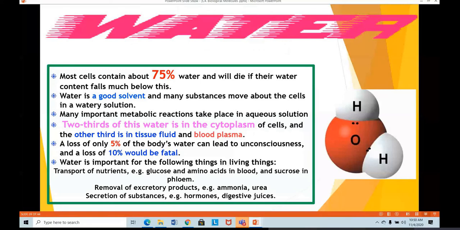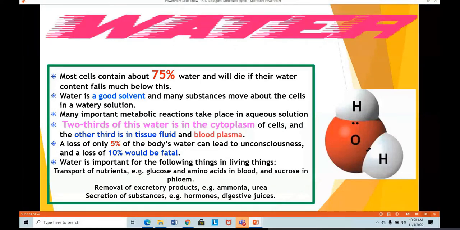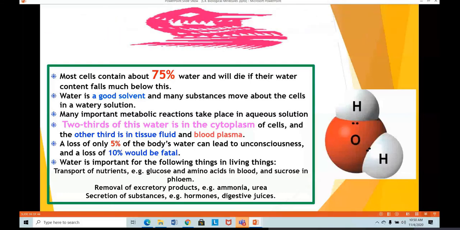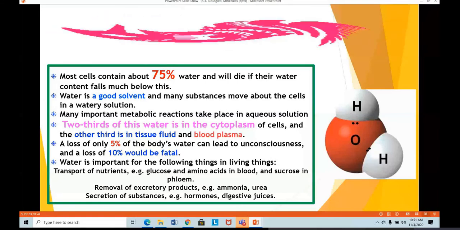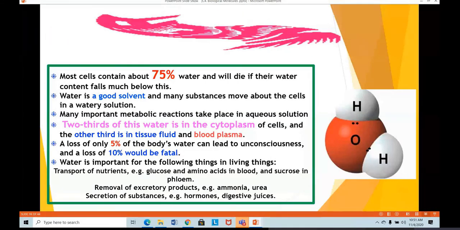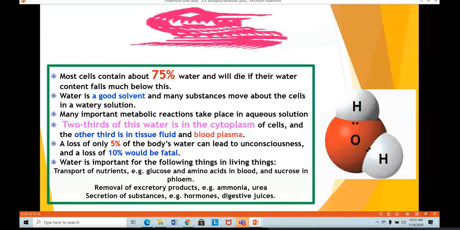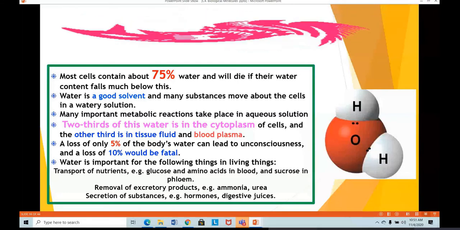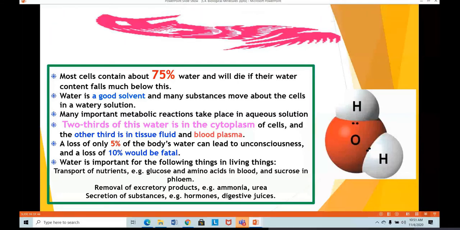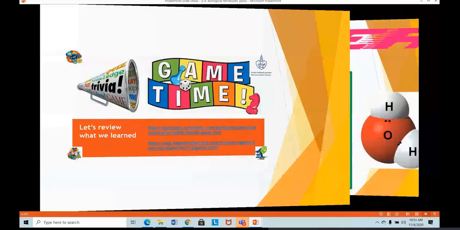Also, water is needed for the transport of nutrients, for example glucose and amino acids in blood and sucrose in the phloem. Removal of excretory products like ammonia and urea, and secretion of substances like hormones and digestive juices, all this happens because of the water. So water plays a major role in various metabolic reactions which take place in the body. All right, so that is about it, ladies.